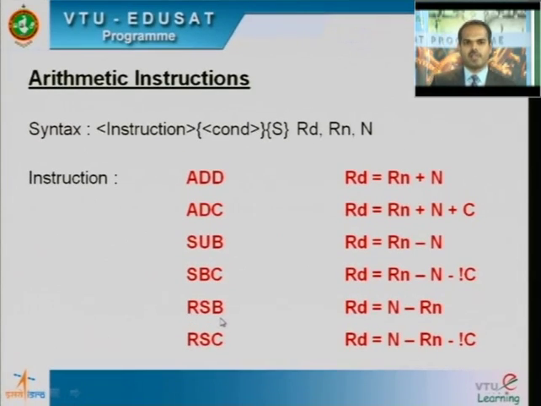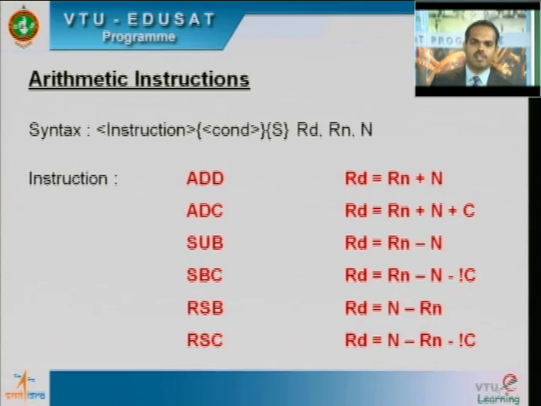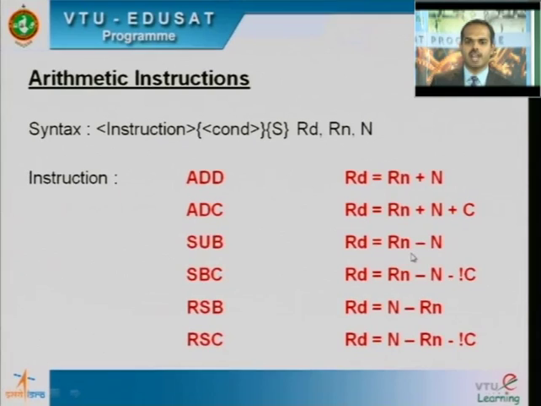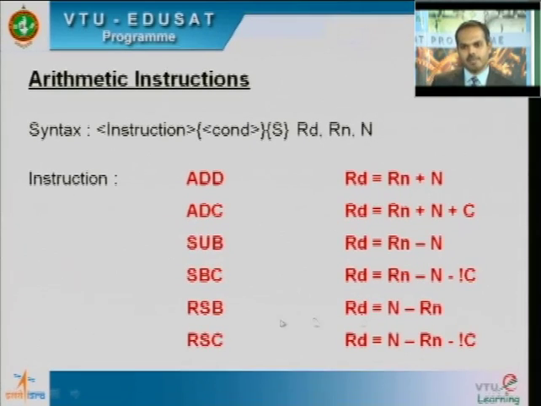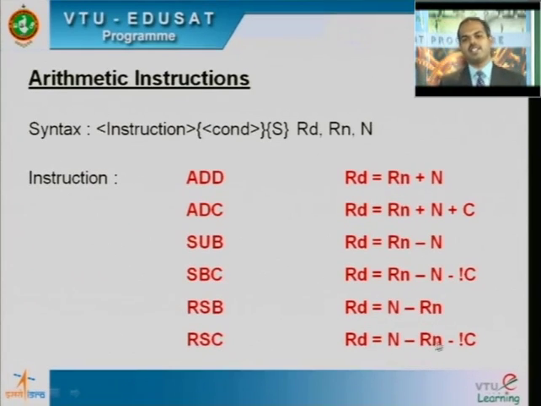RSB stands for reverse subtraction. That is, in the previous case SUB it is Rn minus N, in RSB it is N minus Rn. RSC stands for reverse subtraction with carry, that is N minus Rn minus the negation of the carry flag in the CPSR. We will take some examples of this and try to understand in detail.